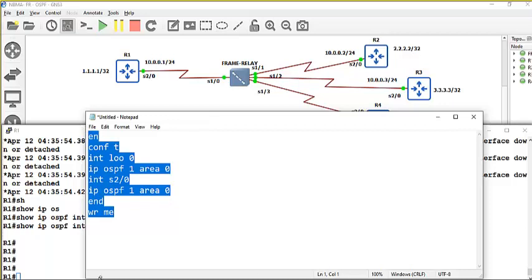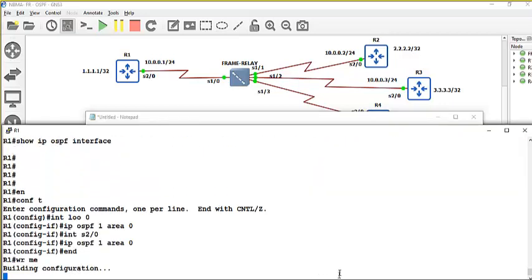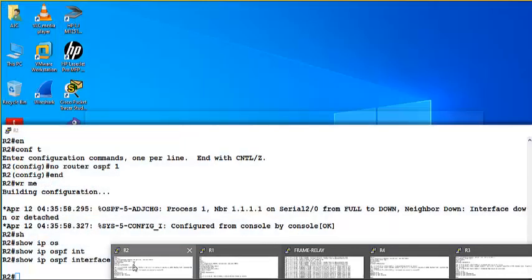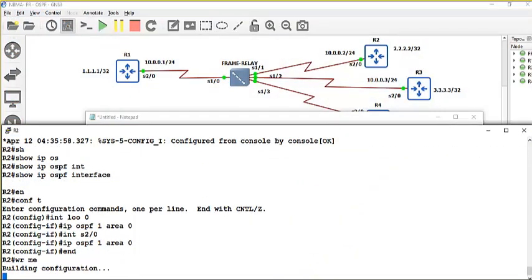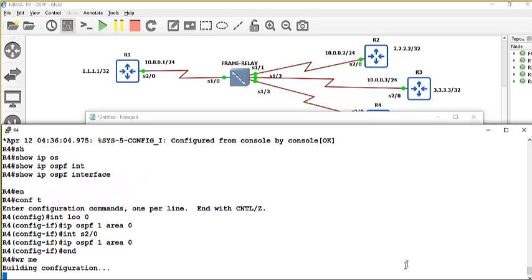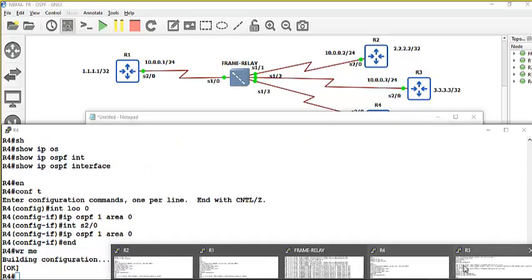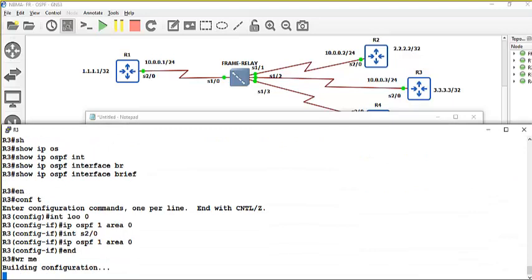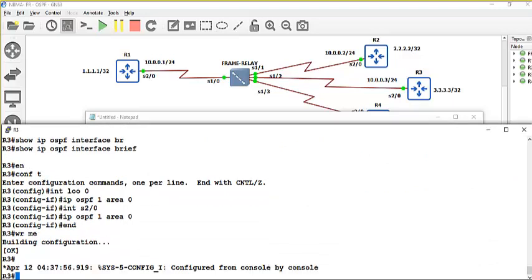1, 2, 4, 3. 1, 2, 3, 4. Alright, so I have pasted the OSPF necessary configuration.